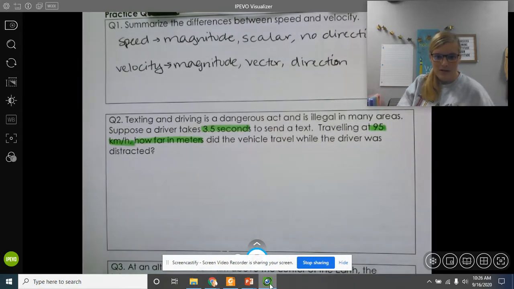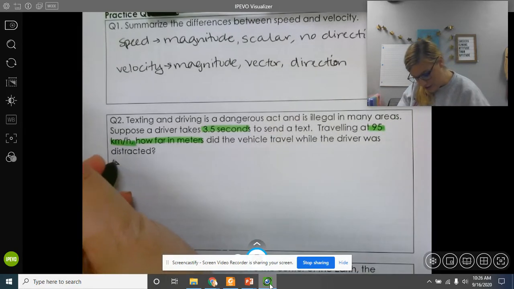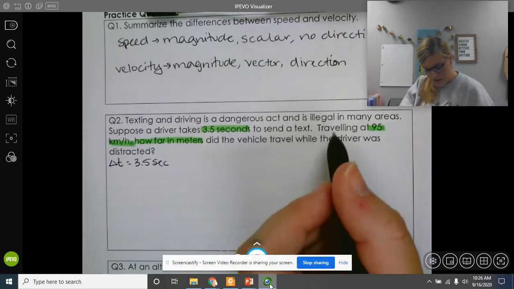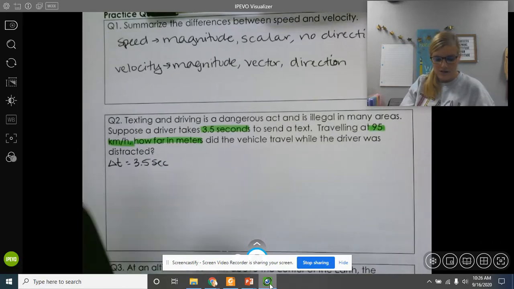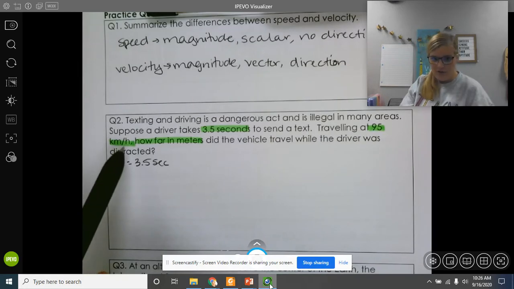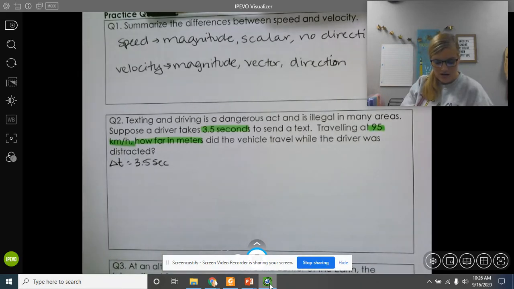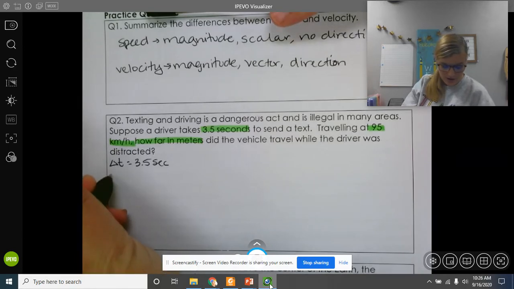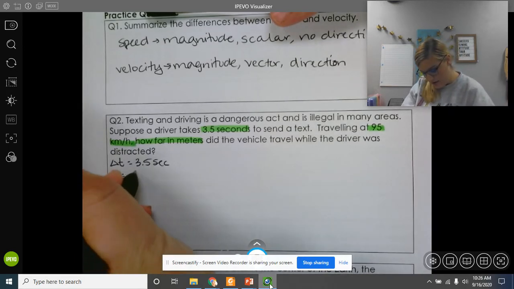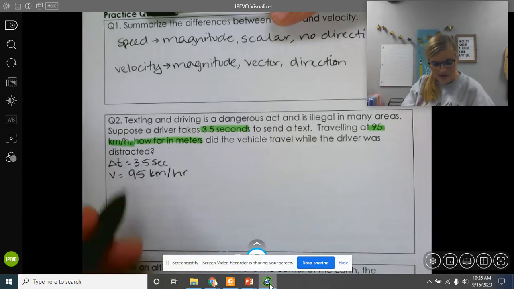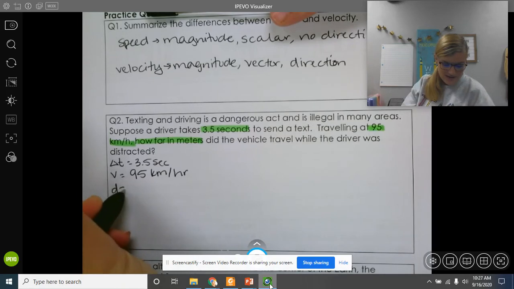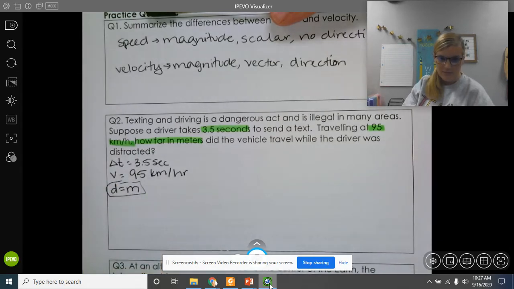So there's a couple things that we need to notice here first. My change in time is 3.5 seconds. And traveling is another word for how fast we're moving, which is either speed or velocity, but we aren't given a direction. We are just given kilometers per hour, so we're going to call it speed. So our speed is 95 kilometers per hour. And then what they're asking for is our actual distance in meters that we traveled, but we don't know what this is. So this is what we're looking for right here.